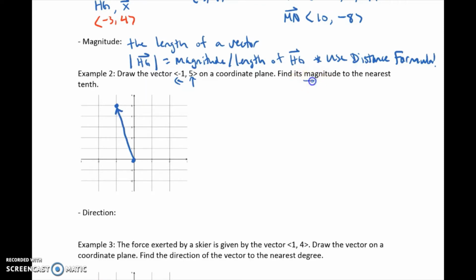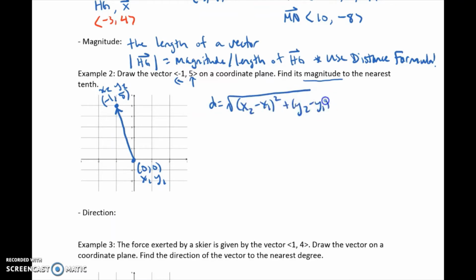To find the magnitude, what we want to do is basically look at your distance formula. Since I picked my initial point to be 0, 0, there's my x1, y1. From there, my terminal point is -1, 5, which is my x2, y2. You guys remember the distance formula? Distance equals the square root of (x2 minus x1) squared plus (y2 minus y1) squared. Then we're going to go ahead and plug it in and simplify.